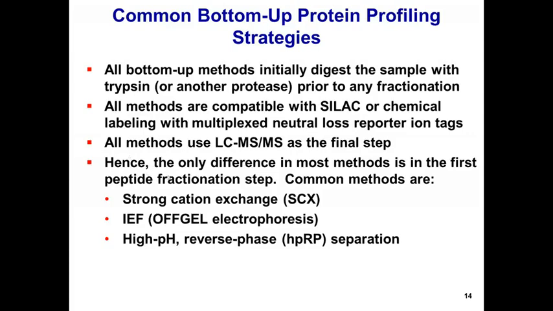The most common methods use strong cation exchange or isoelectric focusing. Isoelectric focusing is most effectively done using an instrument called off-gel electrophoresis. And the third option, which is relatively new, is using high pH reverse phase separation. All of these are the first step. The second step of separation is the low pH reverse phase part of the LC-MS method.